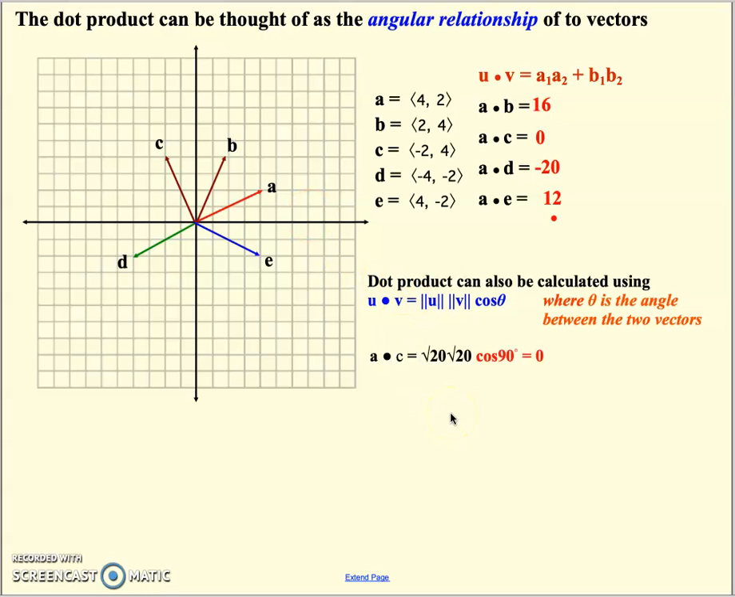For example, just to prove it with a dot c, if we did the magnitudes of the two vectors, which are the same because they have the same components with different signs in different orientation, it's the square root of 20 times the square root of 20 times the cosine of 90. Well, the cosine of 90 is 0, so it wouldn't make a difference what these were, but you get a dot product of 0. But anyway, it verifies that.